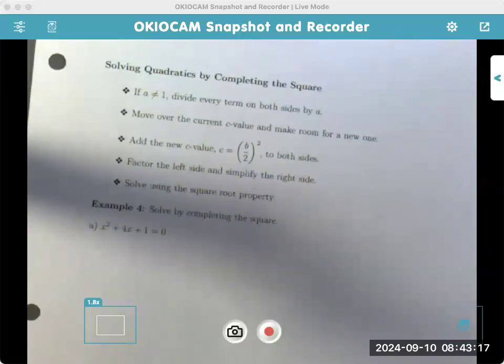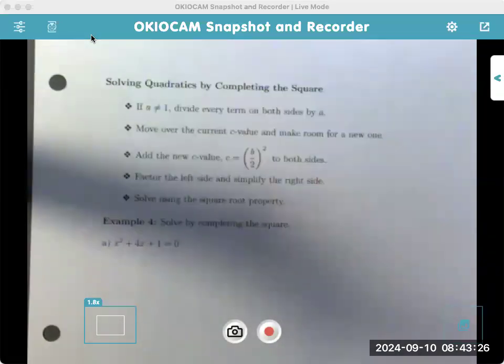Okay, so now we are ready for, sorry, hang on, I gotta get the things out of the way. We're ready for completing the square.